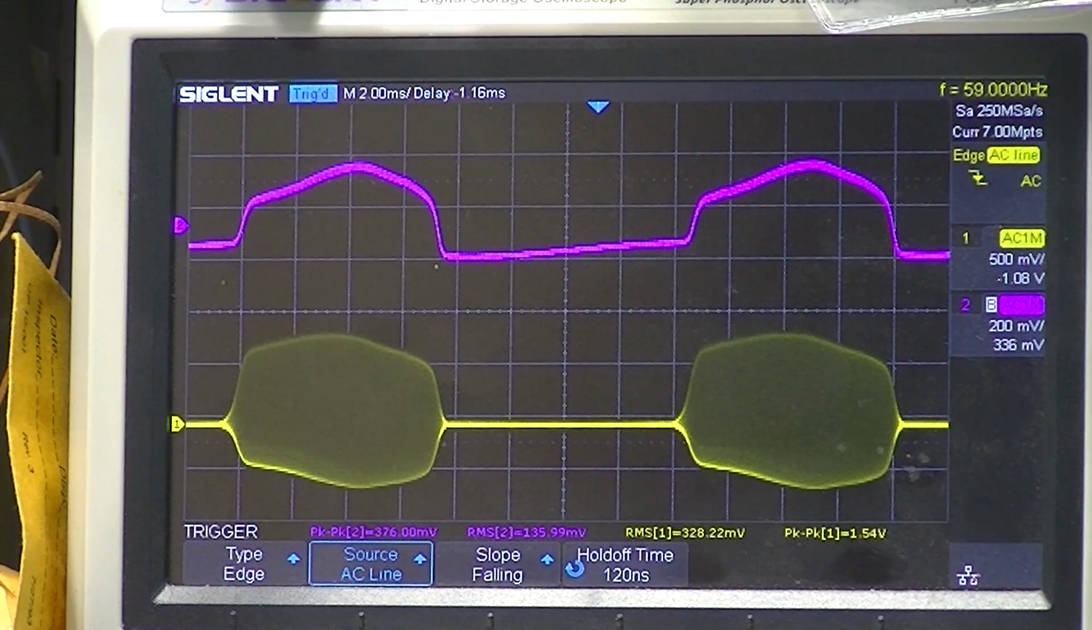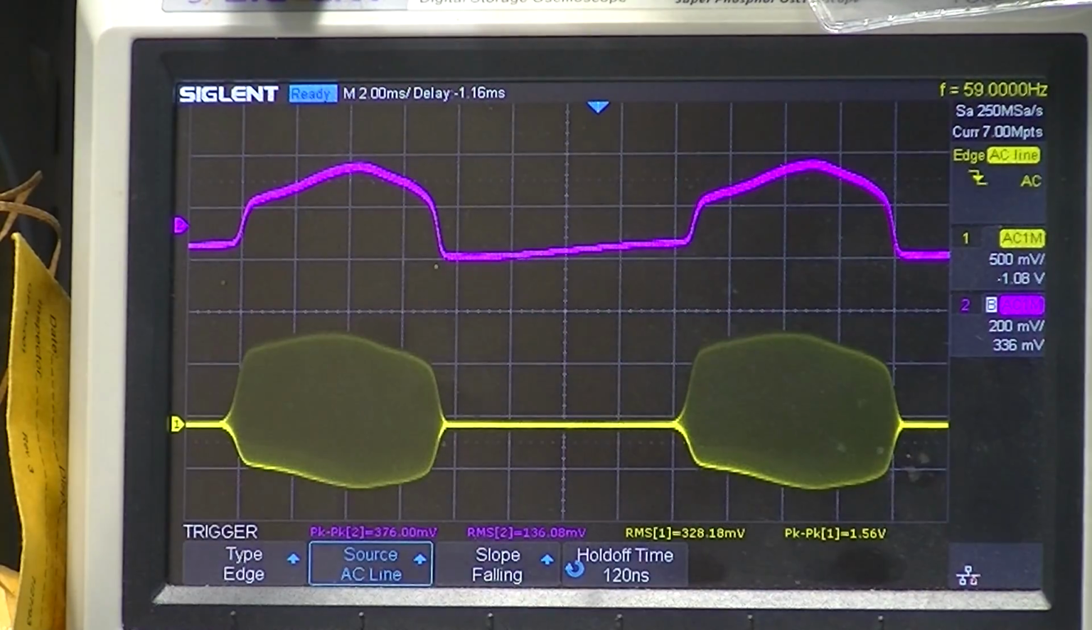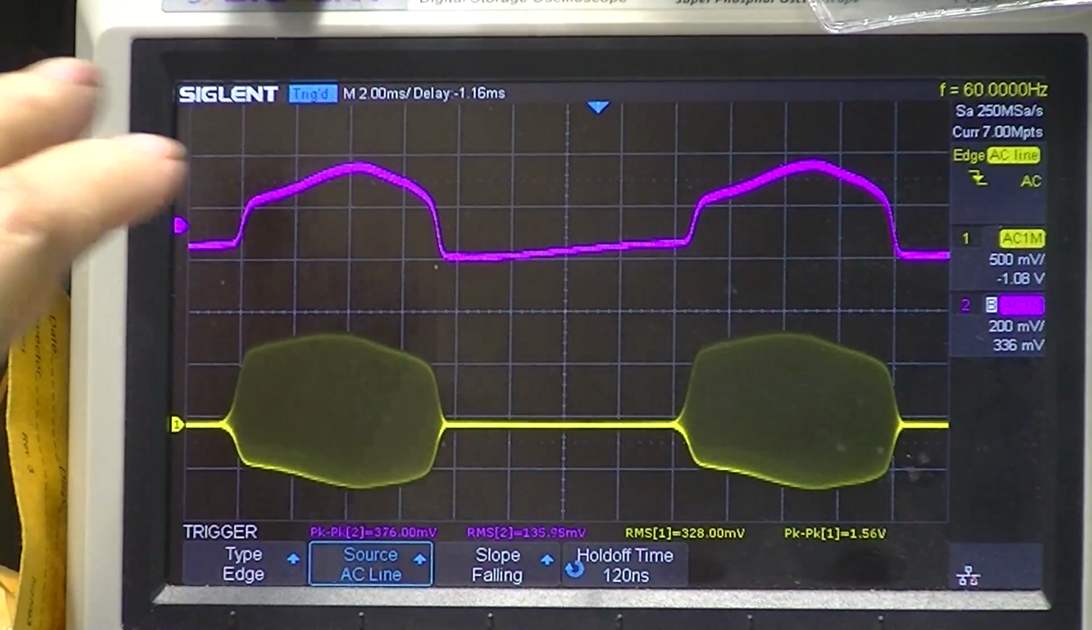Here we have at the bottom in yellow the output from the 10.7 megahertz oscillator being swept. And in the violet above, we have the demodulated signal. So in part 3B, we'll see what we can do with this information.